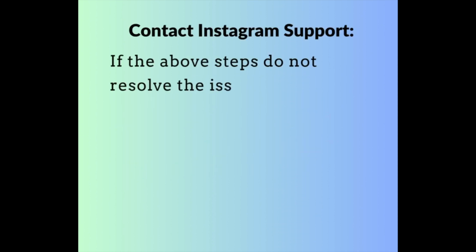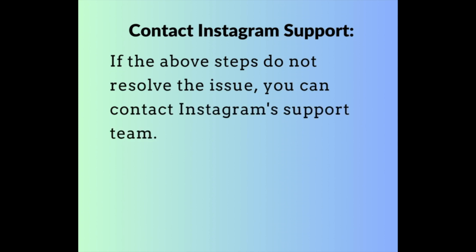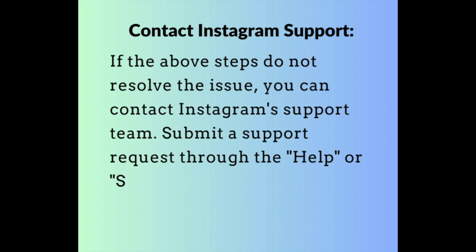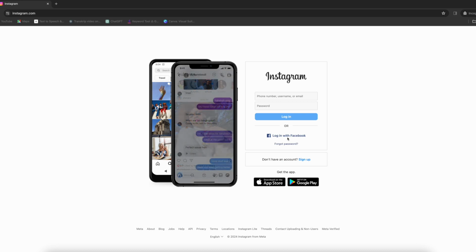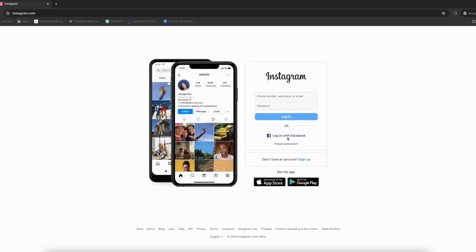Contact Instagram support. If the above steps do not resolve the issue, you can contact Instagram's support team. Submit a support request through the Help or Support sections within the Instagram app. By following these steps, you can troubleshoot and resolve the connection pending error on Instagram. If the problem persists, contacting Instagram support for personalized assistance is recommended.